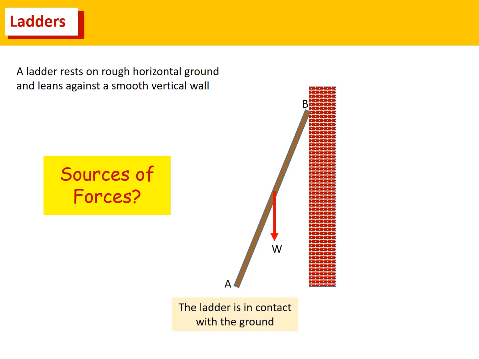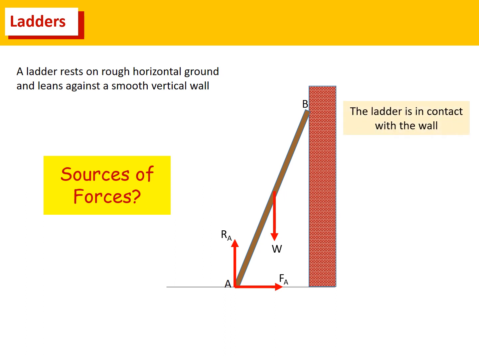The ladder is in contact with the ground, so there will be a normal reaction at point A. The ground is rough, therefore there will be some friction. Now let's just consider what might happen. If this ladder was to slide, we might expect that the base of the ladder would slide away from the wall. So the inclination of the ladder is to move to the left as we're looking. Therefore, we would anticipate friction acting in the opposite direction to oppose that motion.